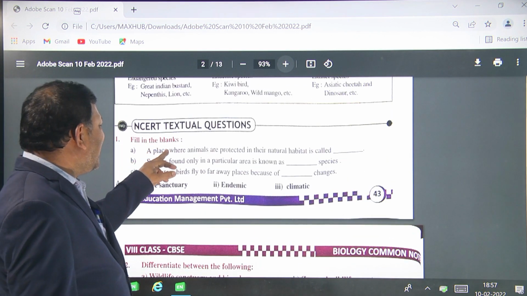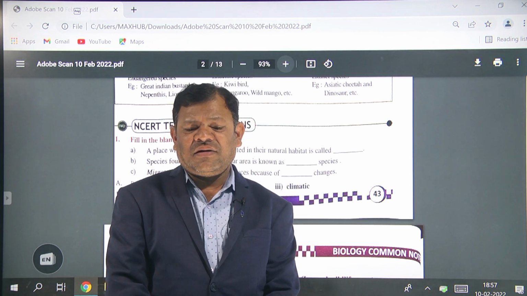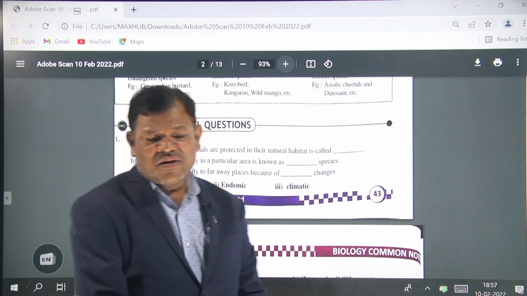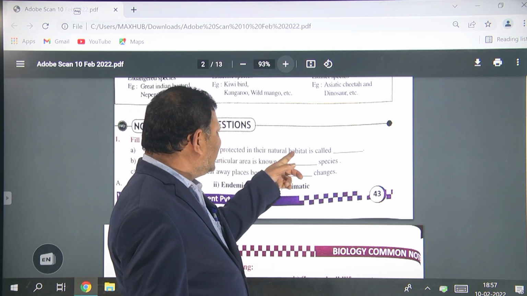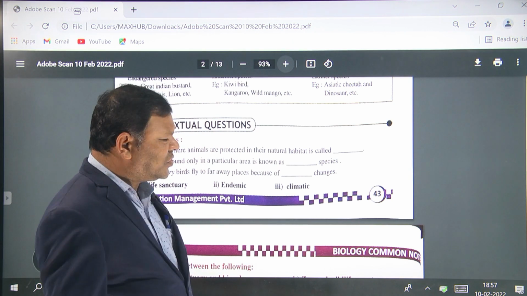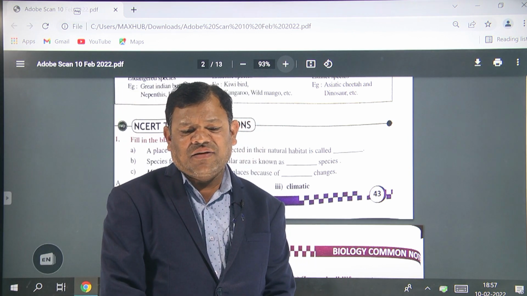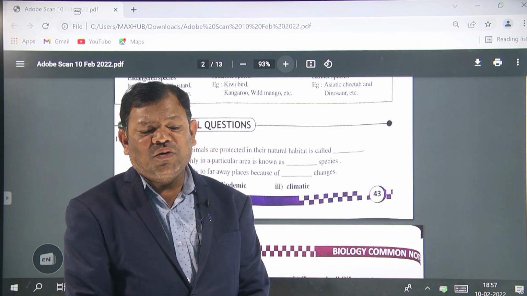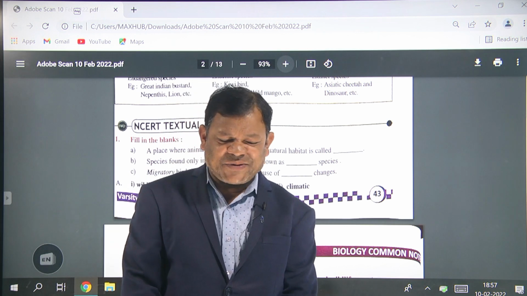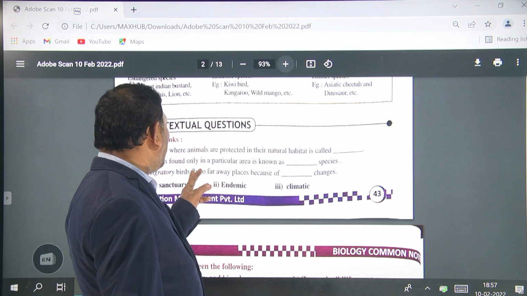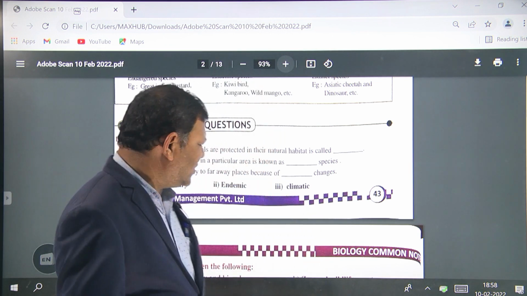And they are given: a place where animals are protected in their natural habitat is called dash. What is the answer? National Park. No. Wildlife sanctuary. A place where animals are protected in their natural habitat is wildlife sanctuary. Second question, listen carefully. Species found only in a particular area is known as dash species. Endemic species, very good. Migratory birds fly to faraway places because of dash changes. Climatic changes, very good.